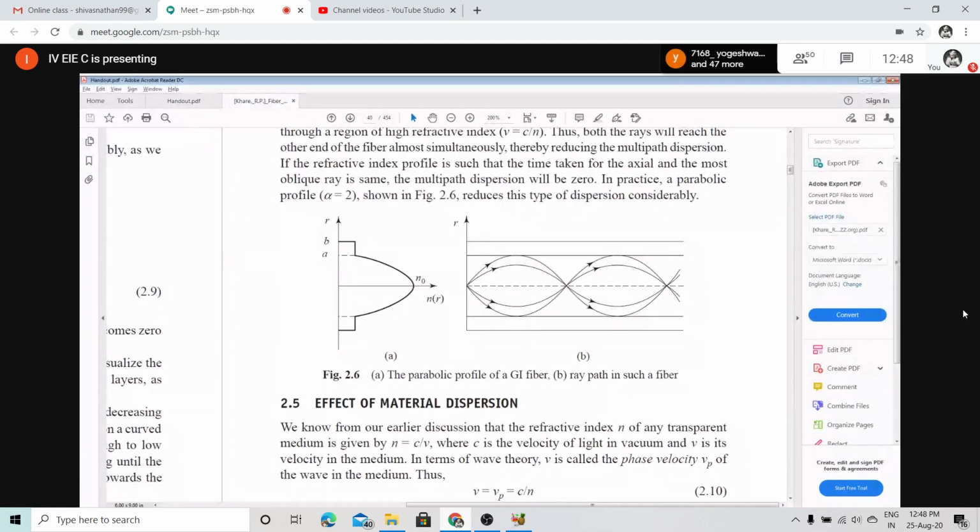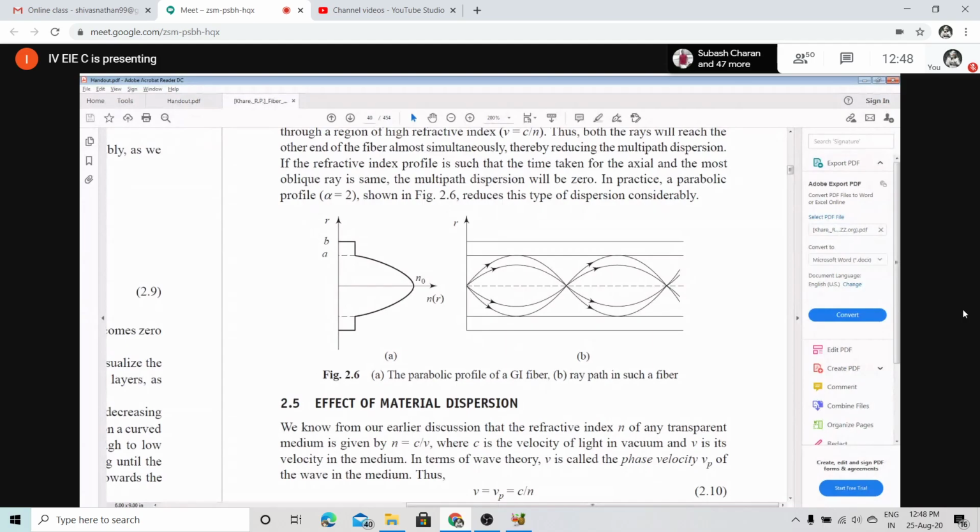Then, under transmission characteristics, attenuation, absorption losses, dispersion and scattering losses. All these topics have been discussed.